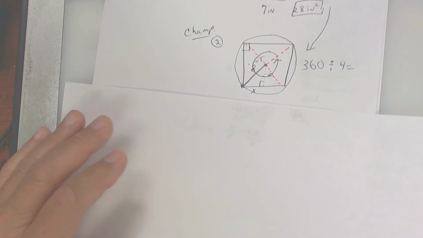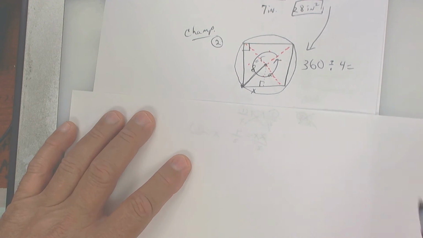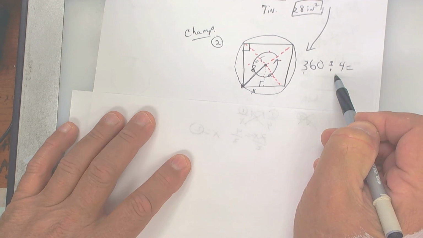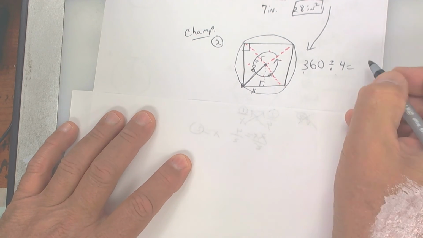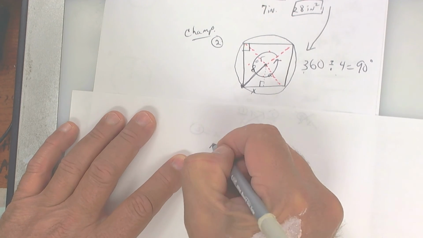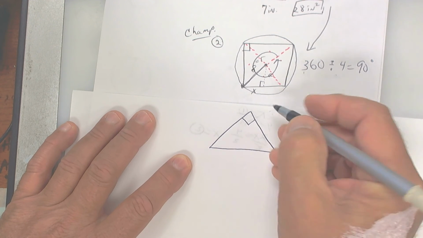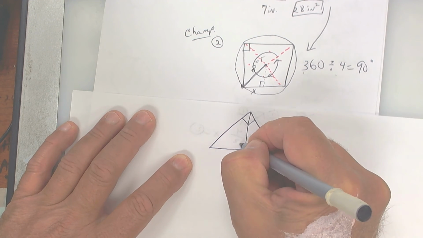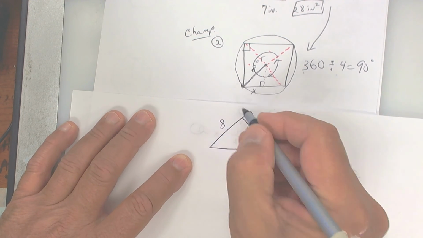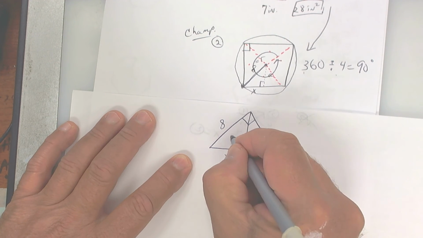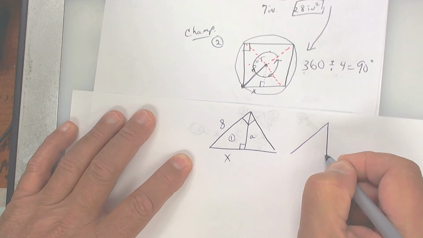All right, so on this one right here, you're going to take 360 divided by 4. That gives you 90 degrees. So this big triangle here, you have a right angle. And what you're going to do is drop down an altitude like this. You're going to put an 8, an x, and an a, and you're going to pull out that triangle. So draw that right now.